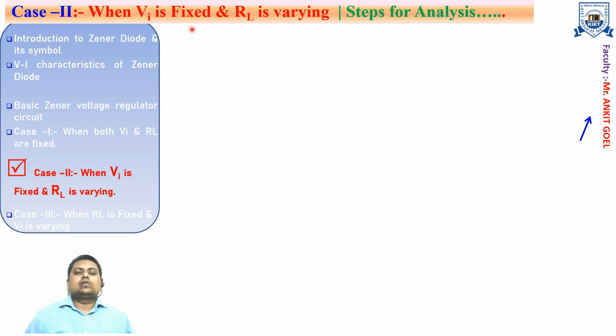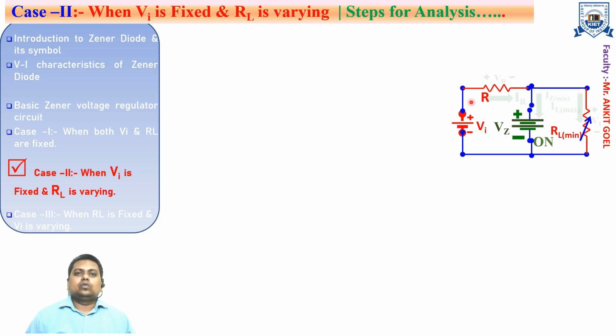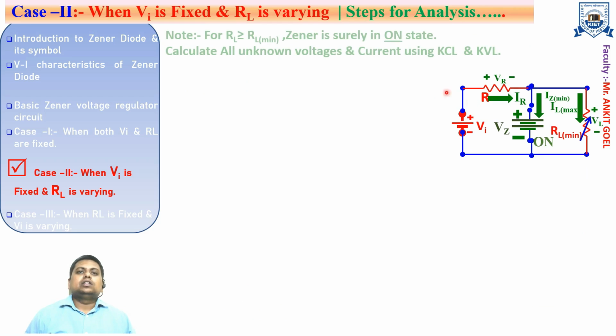So we have calculated the minimum value of the load resistance, RL minimum. It will make sure that for all values of load resistance more than this minimum value RL minimum, the Zener diode will be in the on state. So we can easily calculate the other parameters by applying KVL and KCL.